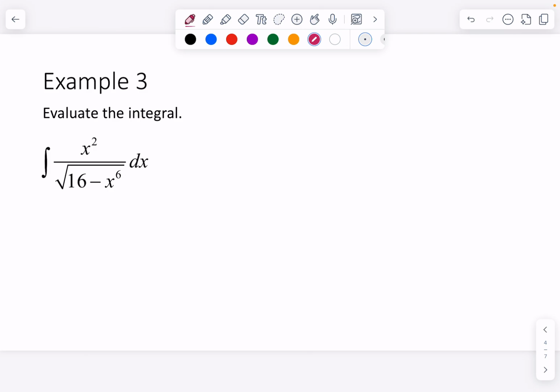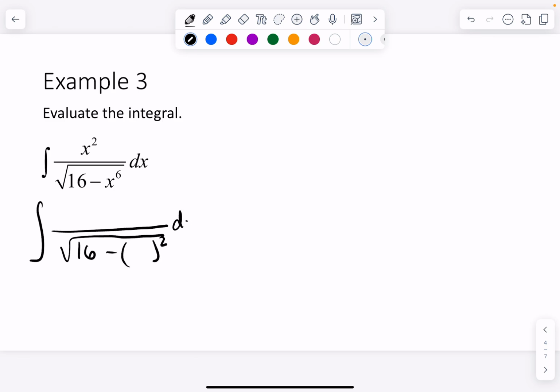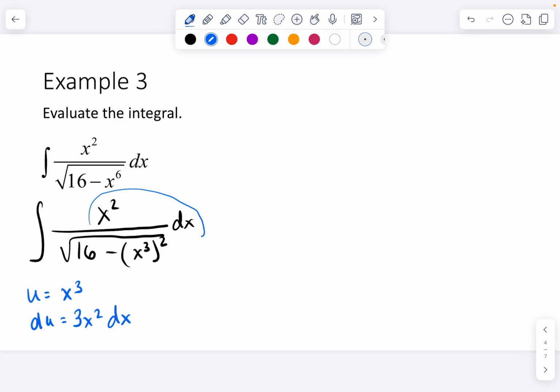So that bottom piece, the whole integral, looks like the square root of 16 minus something squared dx. What is that something? That something's going to be x to the third. Okay, so now here's the fun part. If I make my u equal to x to the third, du is equal to 3x squared dx. So I have what I need.